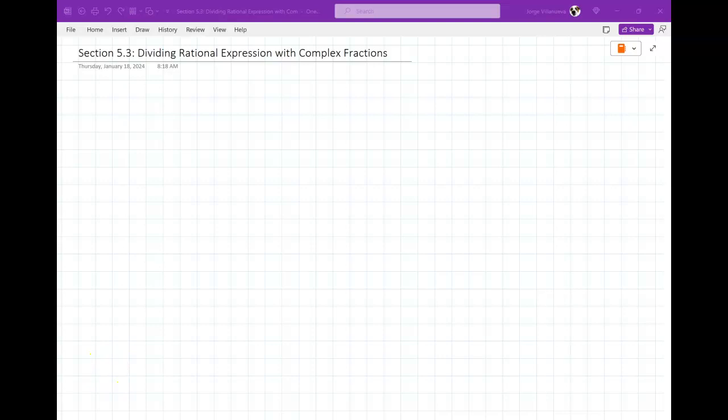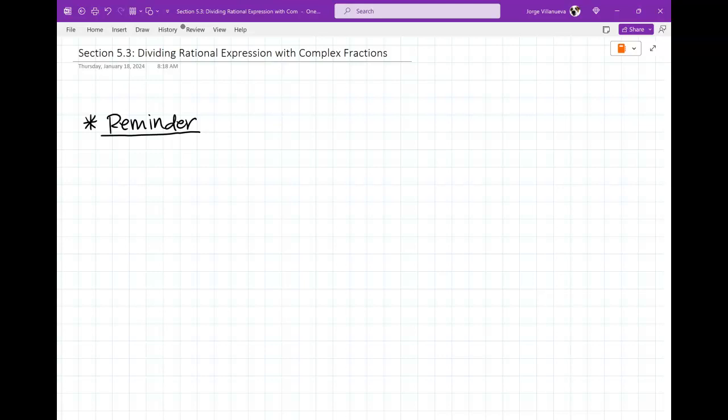All right, so section 5.3, dividing rational expressions with complex fractions towards the end. Okay, so real quick reminders. Let me put this right here. So reminder, you guys have done this before.